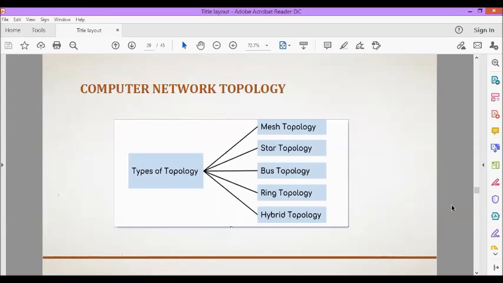Now let's proceed with computer network topology. So geometric representation of how the computers are connected to each other is known as topology. And they are divided into five different types. So we have the mesh topology, the star topology, bus topology, ring topology, and hybrid topology.